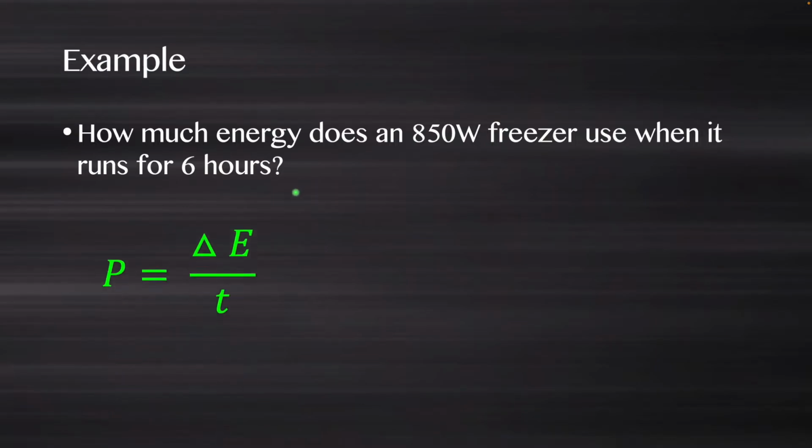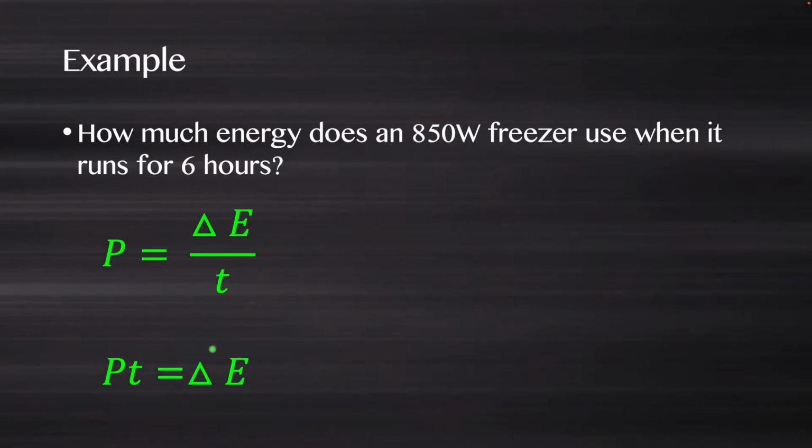So let's start with our formula. P is equal to change in energy over time. We're trying to find the change in energy, how much energy it uses. So we have to multiply by T on both sides to rearrange for E. So I'll move the T over here. Power times time should give us our change in energy.